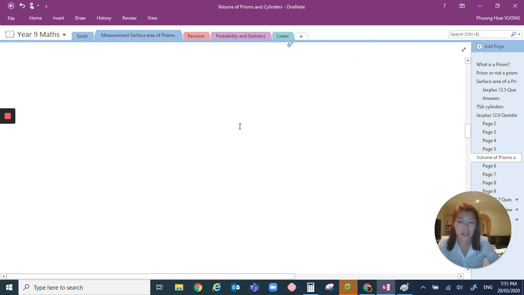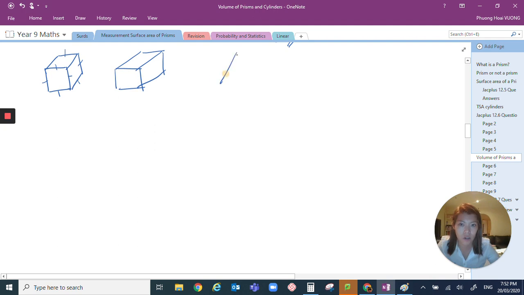Okay, so let's recap the information that we have gone through. So first of all, what are the 4 prisms that you must know? There is the cube, where all sides are the same. There is the rectangular prism. There is the triangular prism. Pretty tricky drawing this. And there is the cylinder.